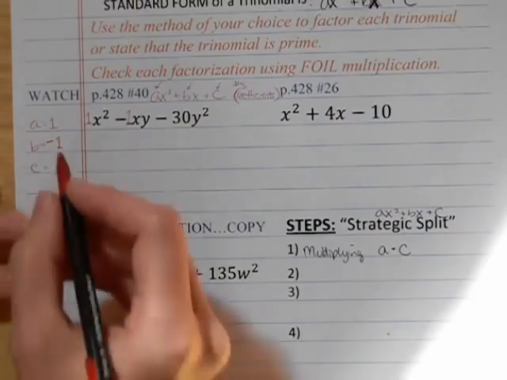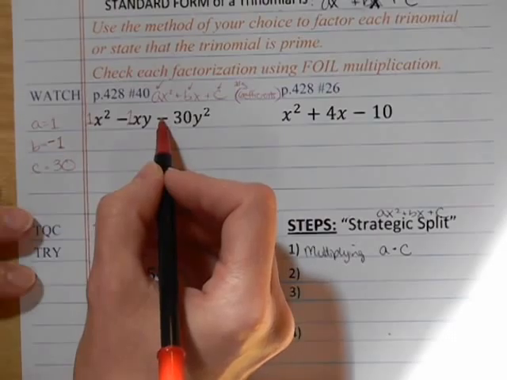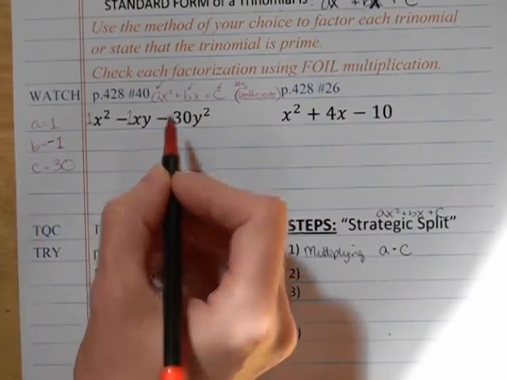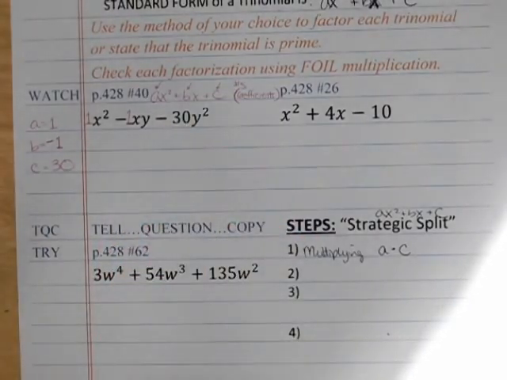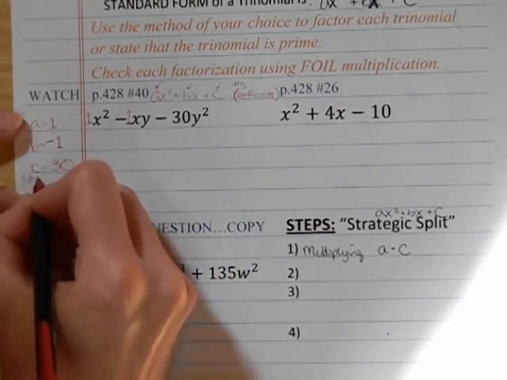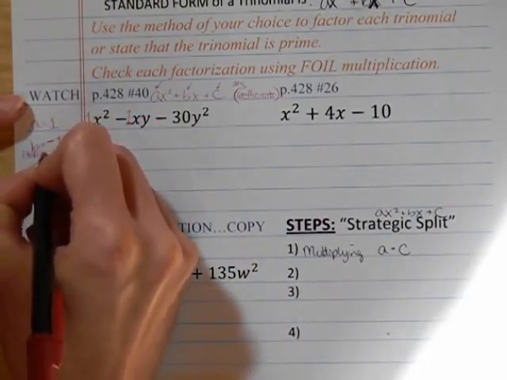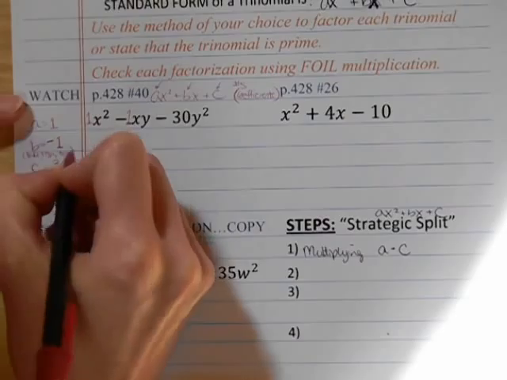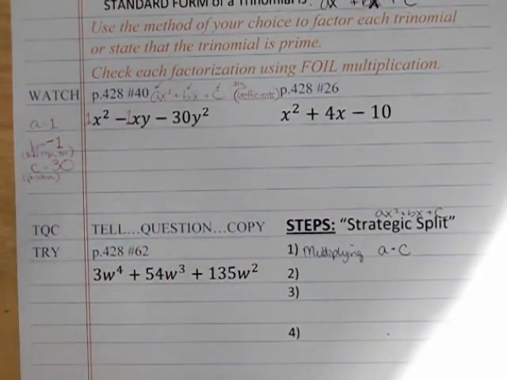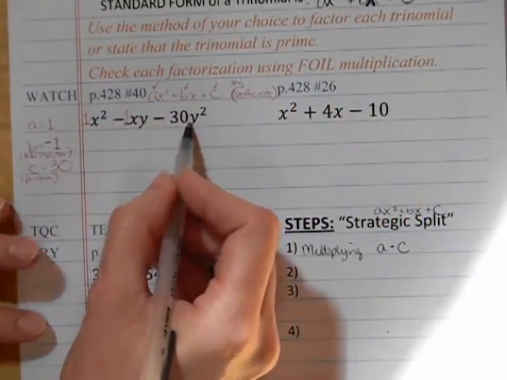Actually, for our C value, we won't worry about the sign in front of that one just yet. That will tell us something in a little bit. So we just take the positive value. We take the sign on our B value and just the positive version of the C value. So our A value is 1, our B value is -1, and our C value is 30.